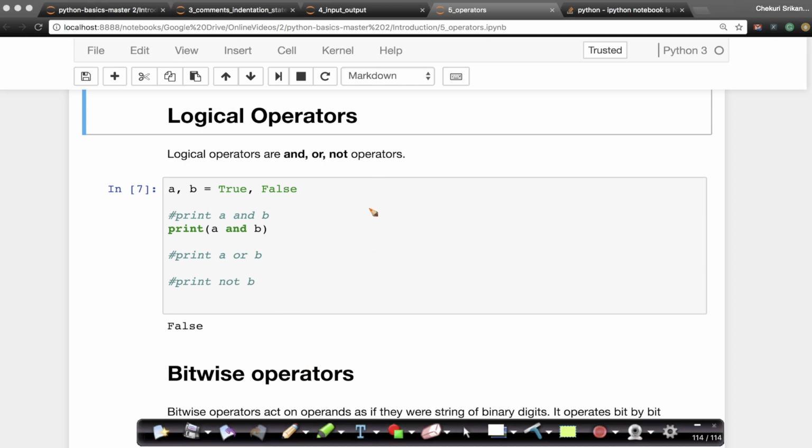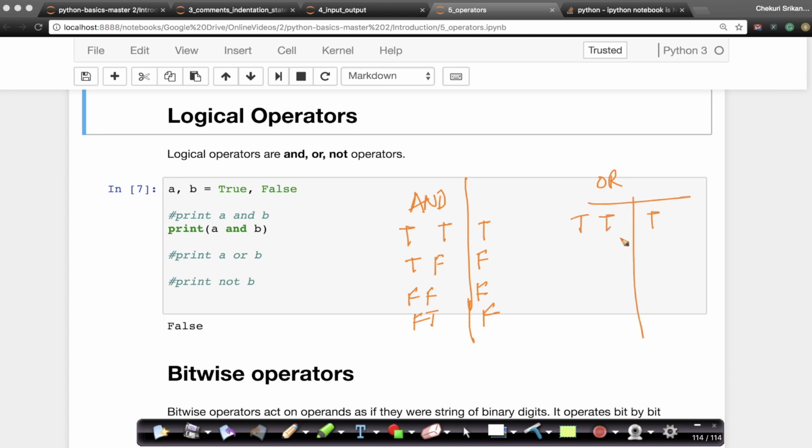So you have your logical and logical or. So what is a logical and? Let me just give you a quick table here. True and true is true, right? True and false is false. False and false is of course false, and false and true is false, right? Similarly, what about your OR table? Your OR table is, okay, true or true is true, true or false, same, false or true, both of them are true, only false and false is false.